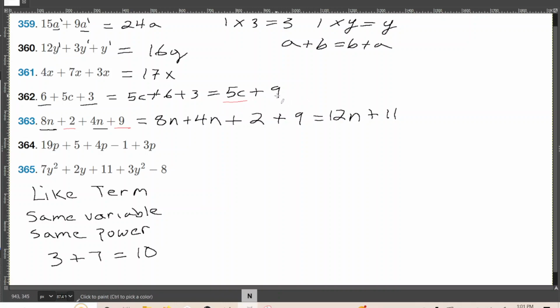So 5c is its own term, and 9 without the c is its own term, right? They do not combine. So that's going to be the same here, right? We have the n, we don't have the n. So things will not combine there.